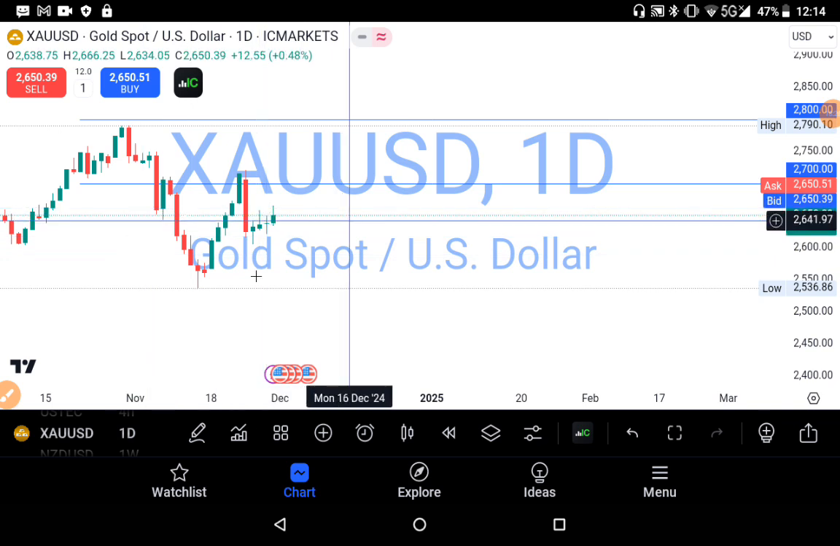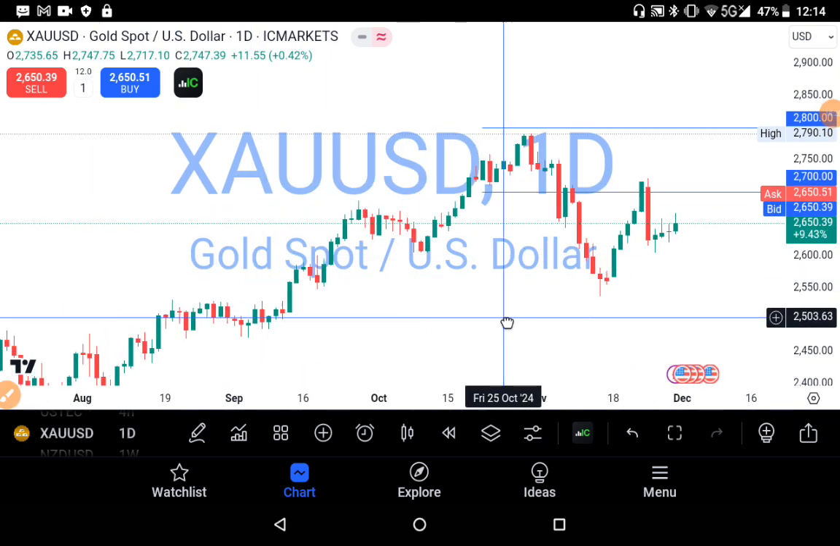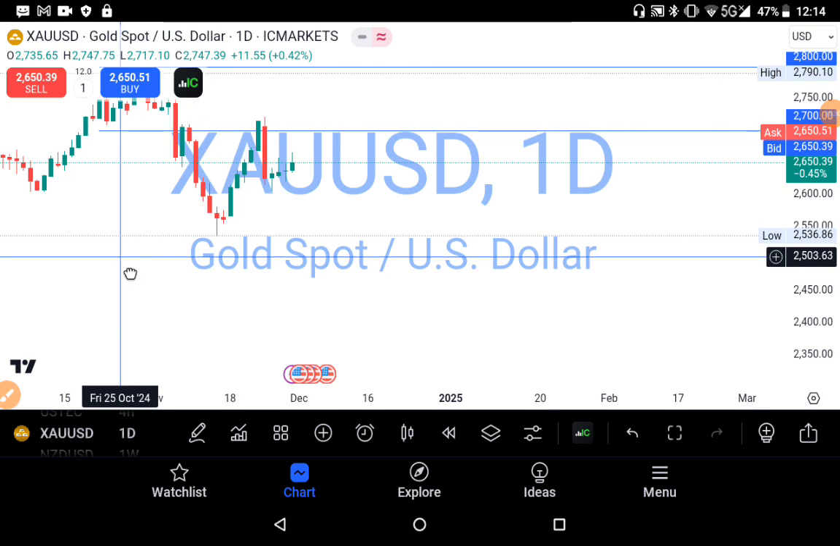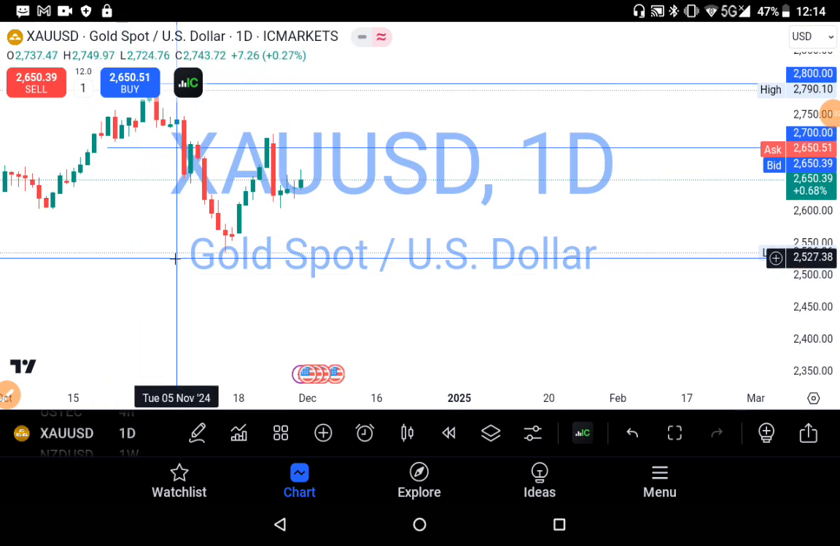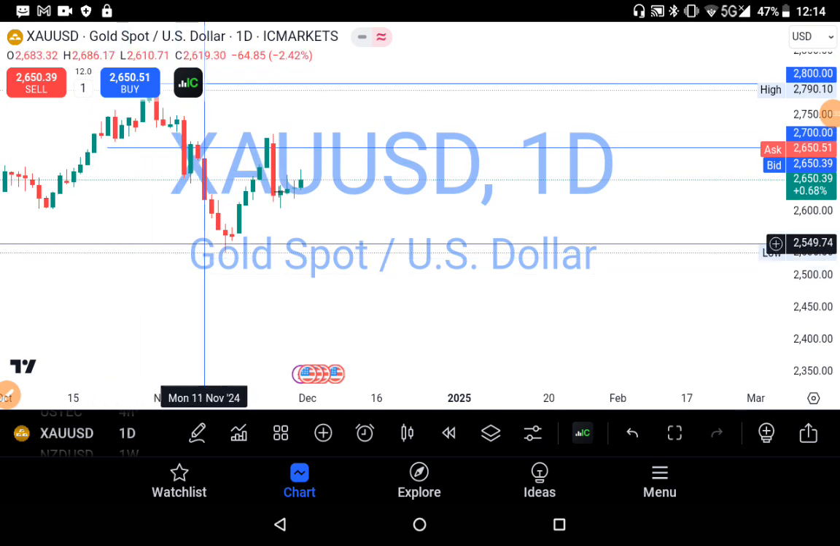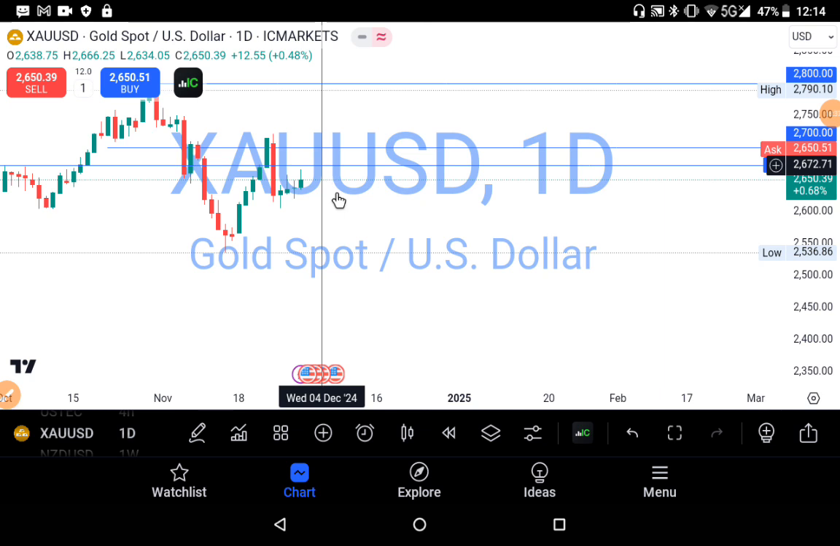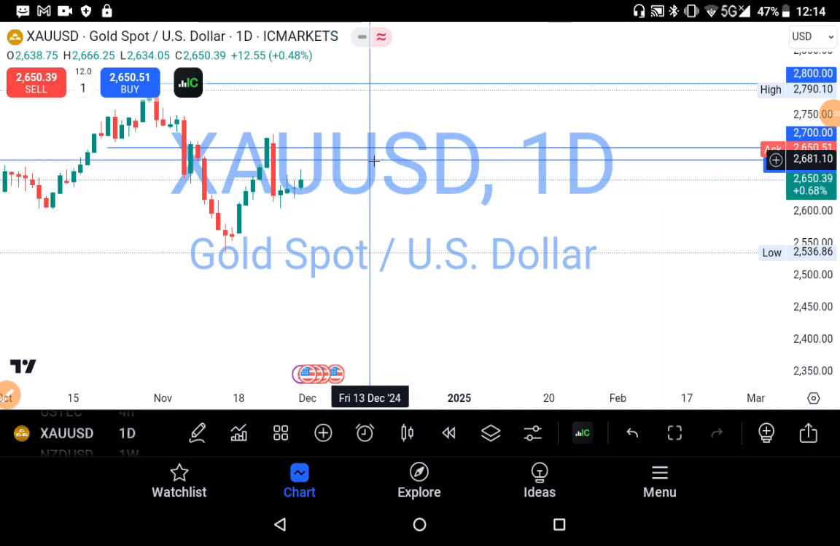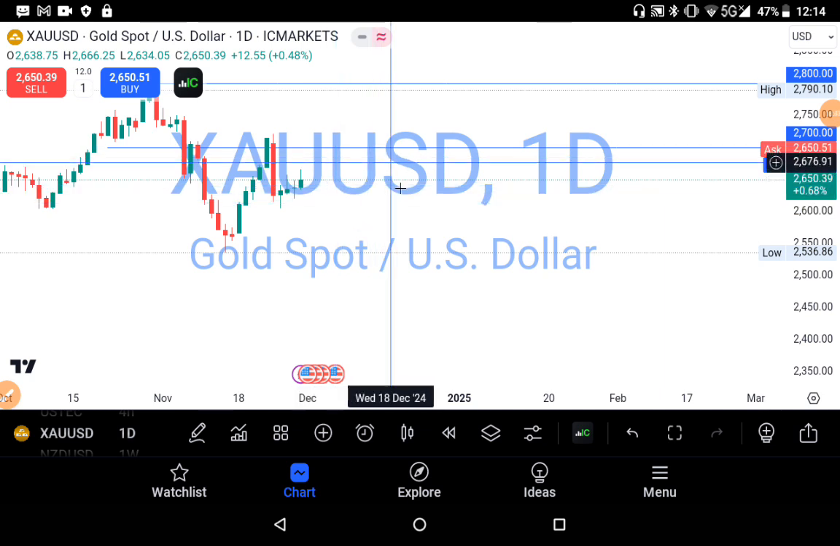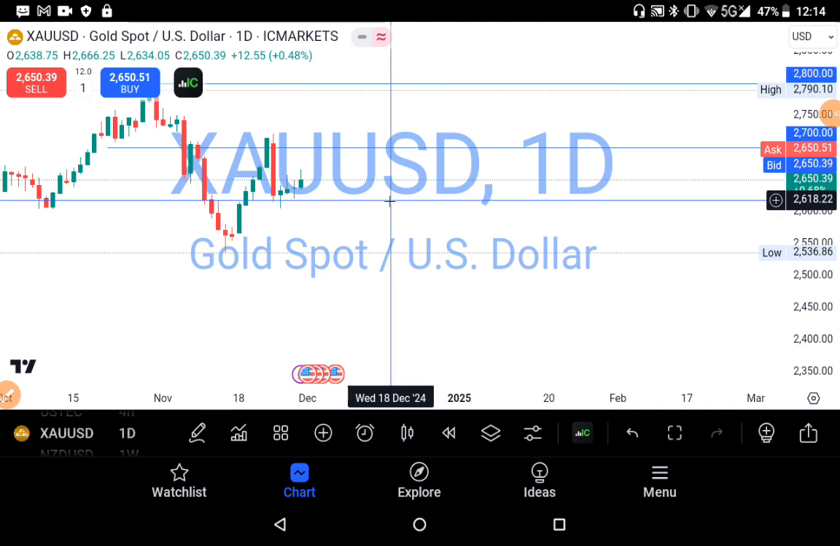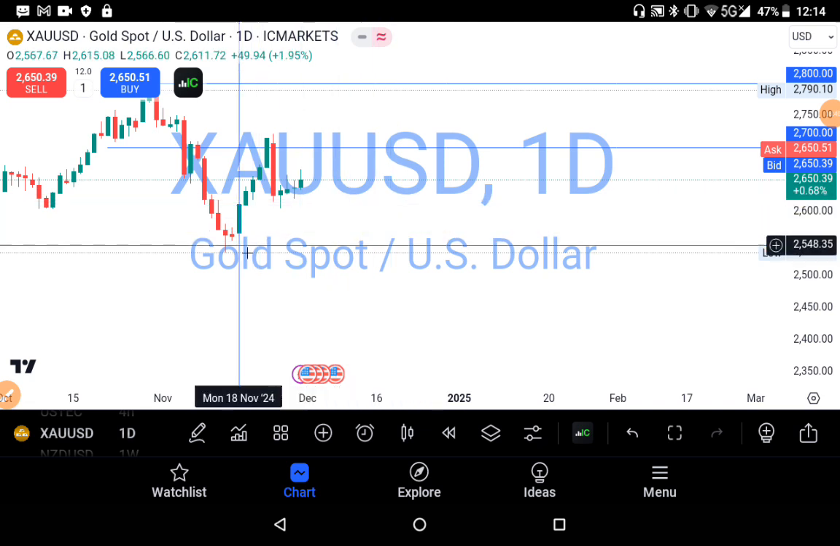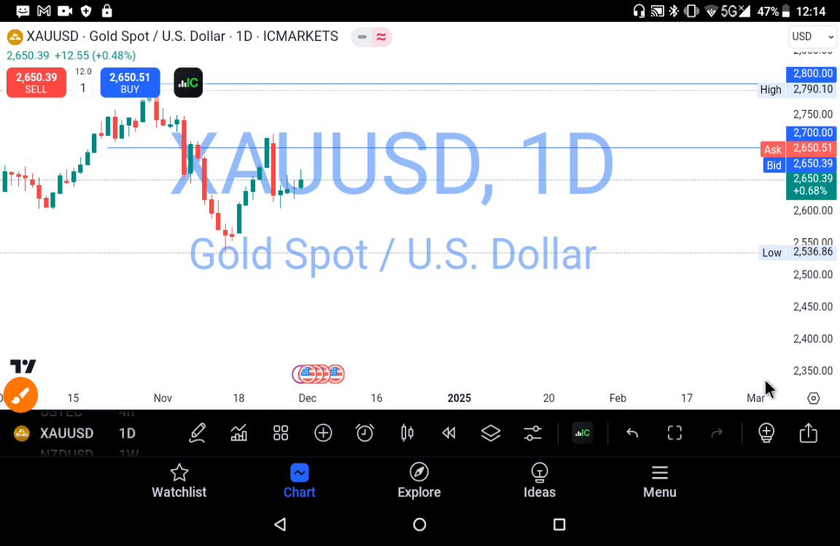So the coming week, what will I be watching? Personally, I will still be interested in 27,000. I think that is a low hanging fruit for now. So I'll be interested in 27,000 if I'm to go bullish. And if I'm to come bearish, I'll be going for this low here. And if I'm going bullish, I'll be taking this high.